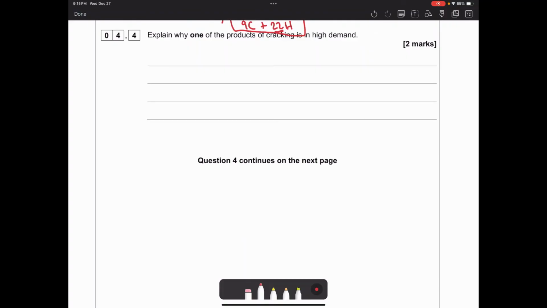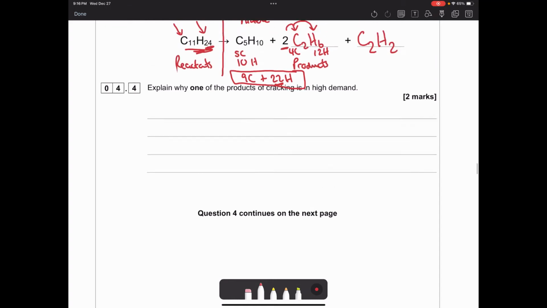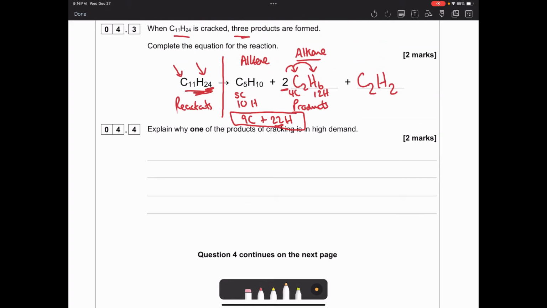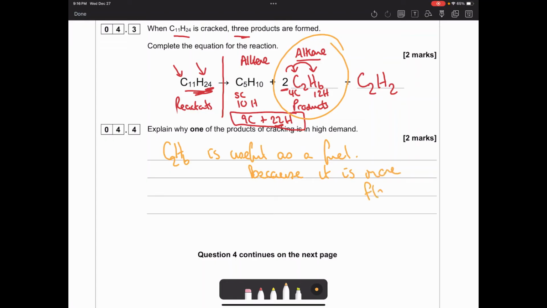Question 4.4 then. Explain why one of the products of cracking is in high demand. So this is just knowing why do we do cracking. Well, the whole reason we do cracking is to make short-chained alkanes. And why are they useful? Because they make very, very good fuels. So I would say C2H6 is useful as a fuel because it is more flammable.